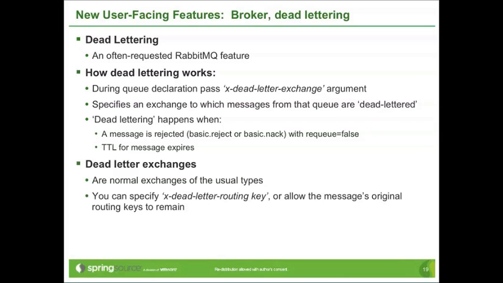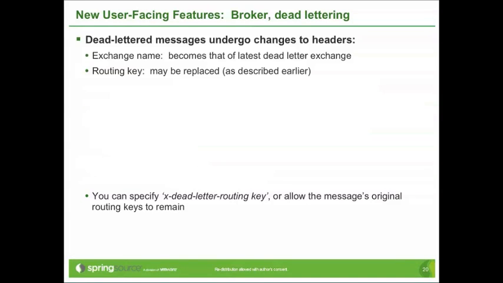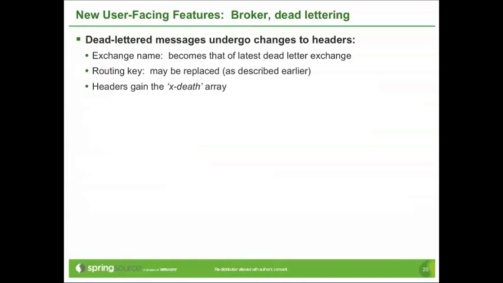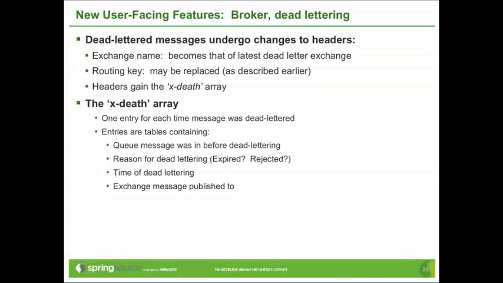So how do you implement dead letter exchanges? Well, you use a normal exchange of the usual types. You can optionally replace the routing keys of the original message, and the dead-lettered messages may then undergo changes to the headers. The exchange name in the headers becomes that of the latest dead letter exchange to have processed the message. The routing key can be replaced if you ask for this, and the message is annotated with an array of information explaining why it wound up being dead-lettered. This goes into something called the ExDeath Array.